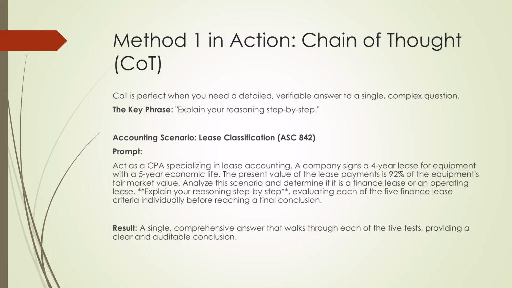Let's look at chain of thought in action. CoT is perfect when you need a detailed, verifiable answer to a single complex question. The key phrase to trigger it is often as simple as explain your reasoning step by step. Consider this accounting scenario for lease classification. The prompt gives the AI a persona, act as a CPA, and the specific facts of the case.